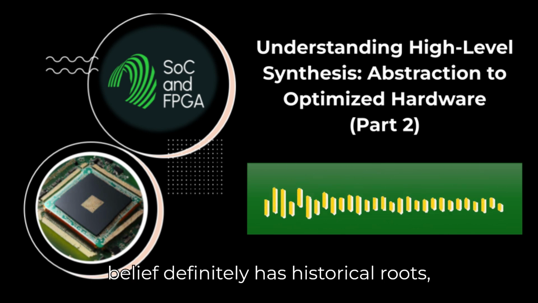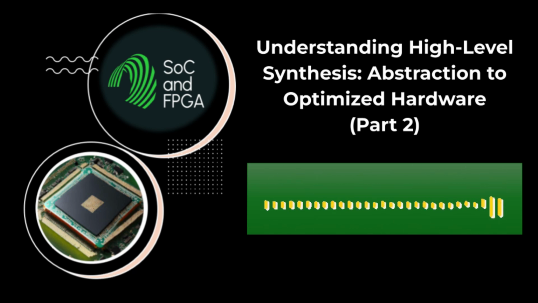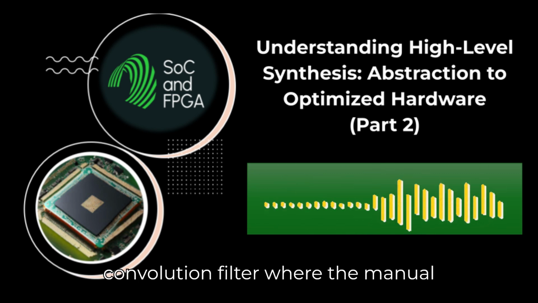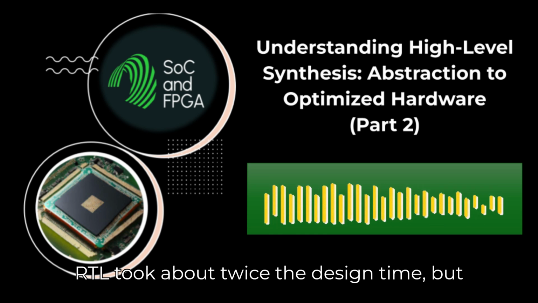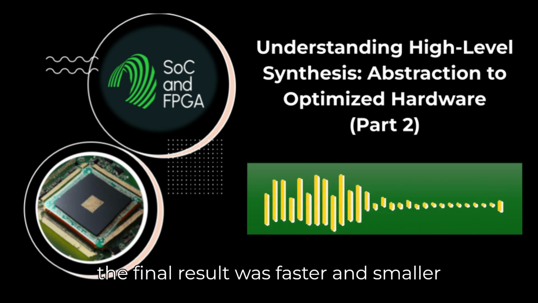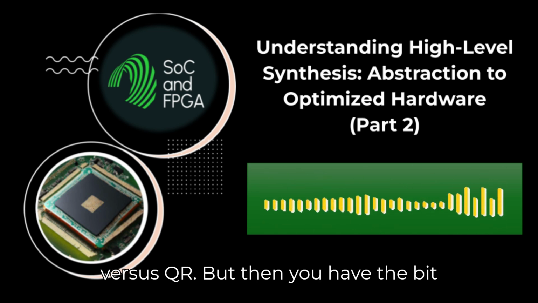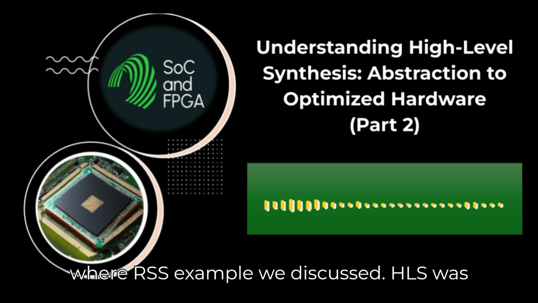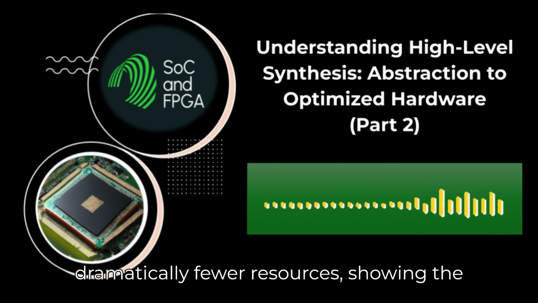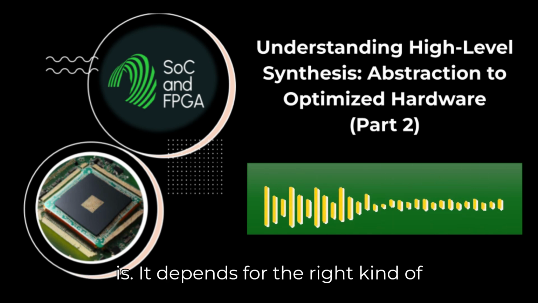That belief definitely has historical roots, and in some cases, it can still be true. There was an example comparing a 9x9 convolution filter where the manual RTL took about twice the design time, but the final result was faster and smaller than the HLS version. That's the classic trade-off scenario. Engineering time versus QoR. But then you have the Bitware RSS example we discussed. HLS was 4x faster to develop and used dramatically fewer resources. Showing the opposite. Right. So the conclusion really is, it depends.